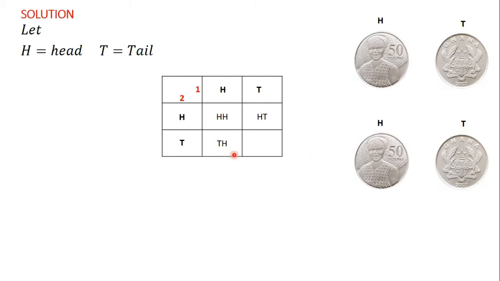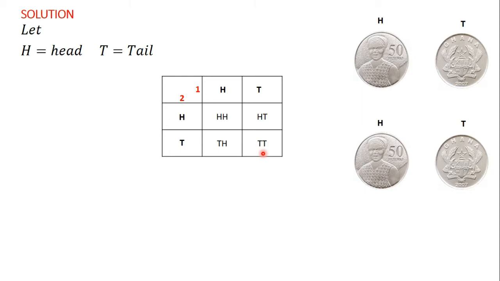And it's also possible that the second toss will land on a tail and the first toss will land on a tail. So you can have a tail and a tail. So from this table, you can get the set of possible outcomes. You can either get a head and a head, that is HH. You can get a head and a tail, that is HT. You can get a tail and a head, that is TH. And you can get a tail and a tail.